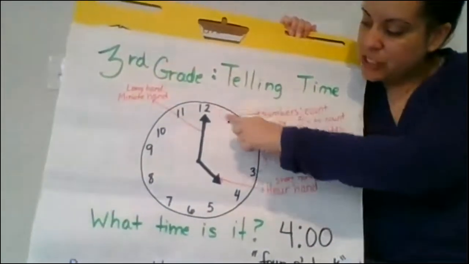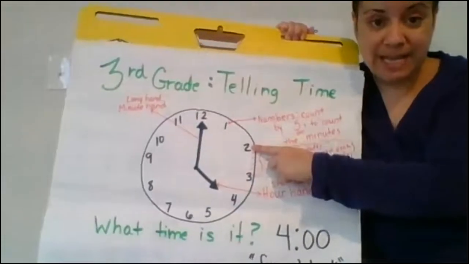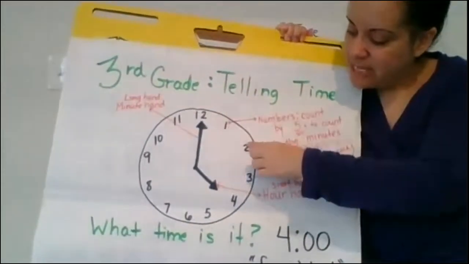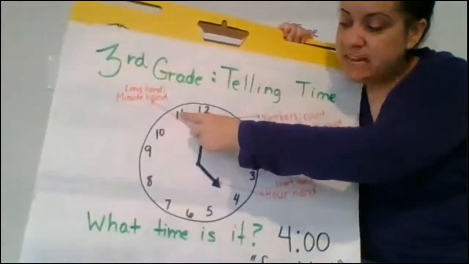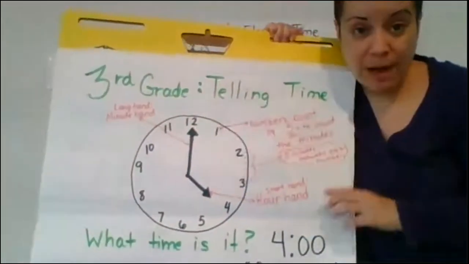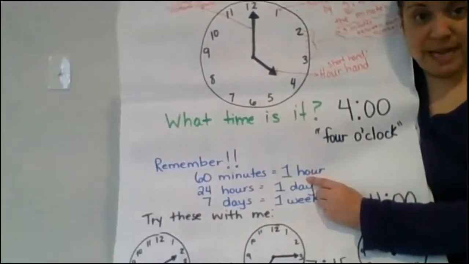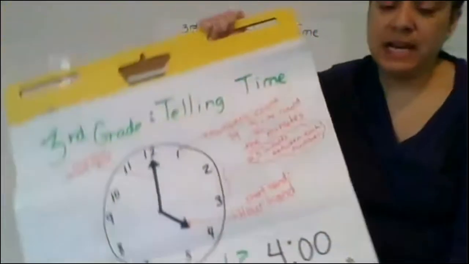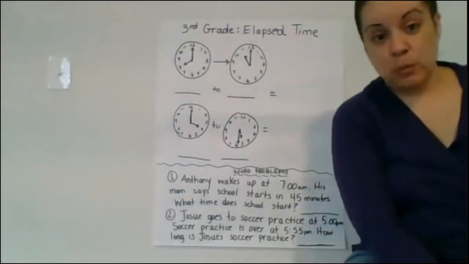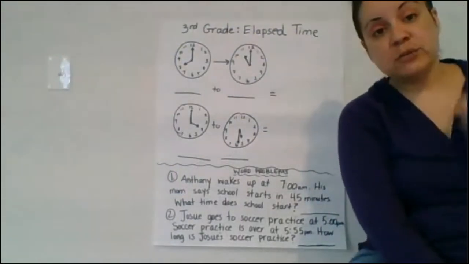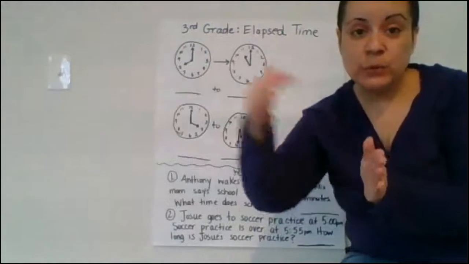In between each number is 5 minutes. So when I'm telling the time, I count by fives. 5, 10, 15, 20, 25, 30, 35, 40, 45, 50, 55, 60, which would be 1 hour, because 60 minutes equals 1 hour. I just wanted to review that really quick, because now we're going to take it one more step. We are going to talk about elapsed time, which is the time between two times.